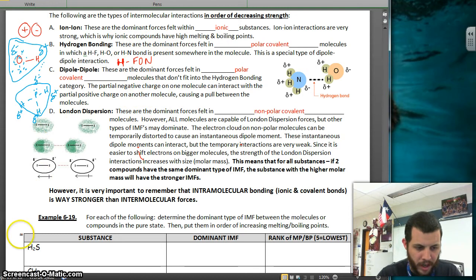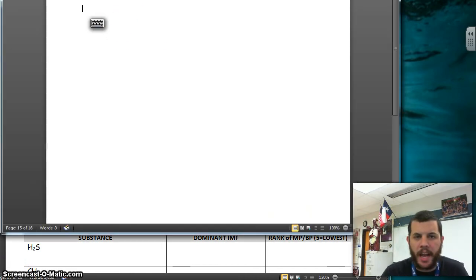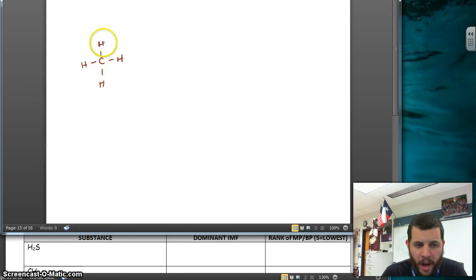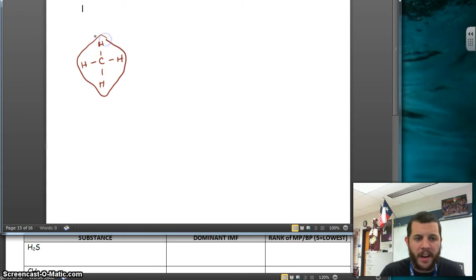Let me show you what's going on here. All right, so what's going on in a London dispersion force? This is where you have a non-polar covalent compound, something like, let's just do CF4, or let's do CH4, methane. So here goes methane right here. I notice I do have four polar bonds, but the molecule as a whole is non-polar. Now, here's what I've got happening. Right now, all of my electrons are evenly matched around this molecule. But what's going to happen is something called an instantaneous dipole moment.